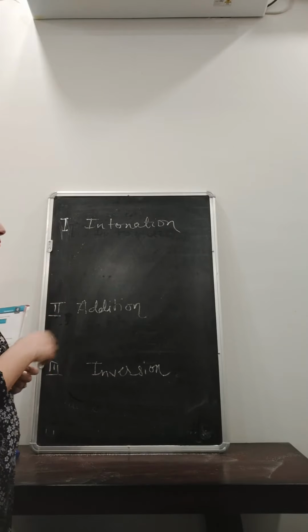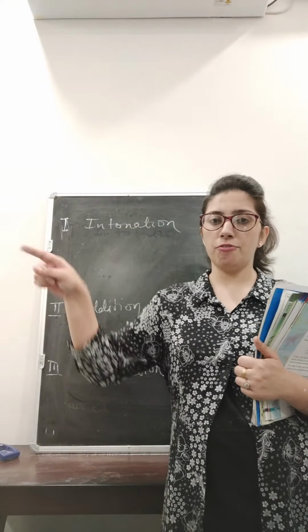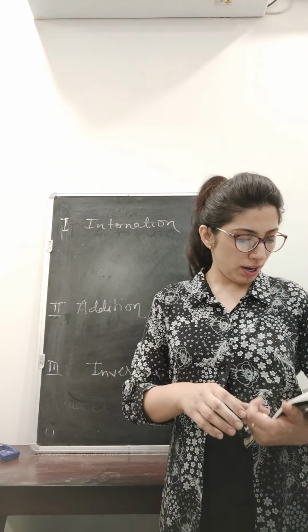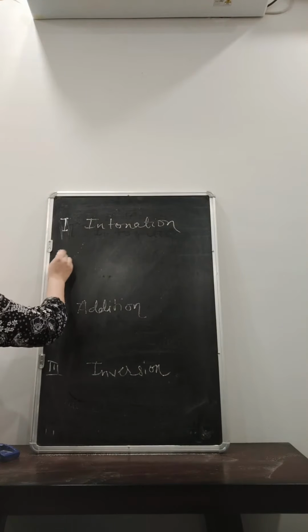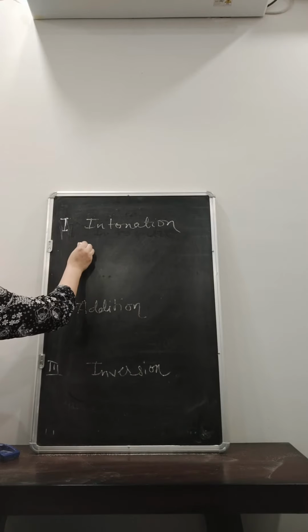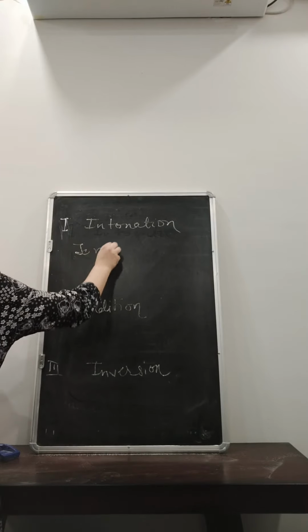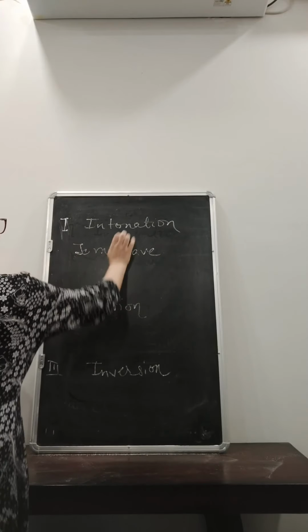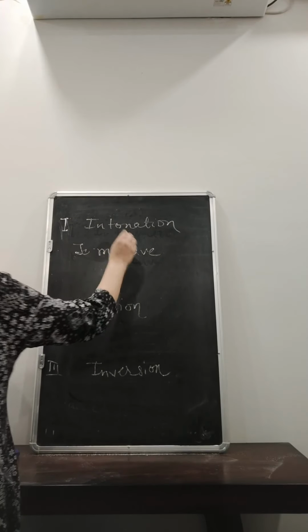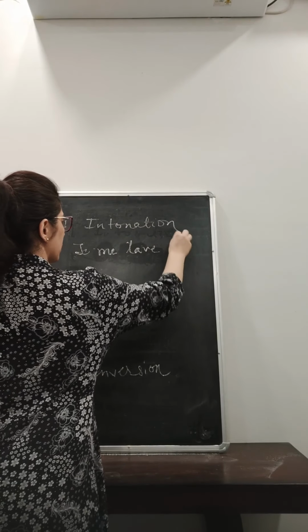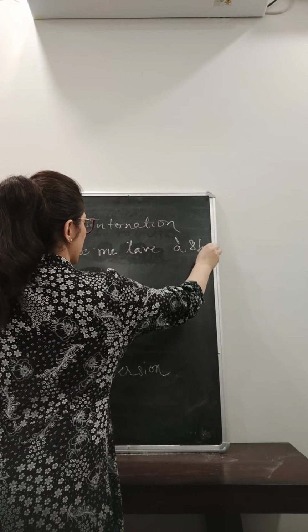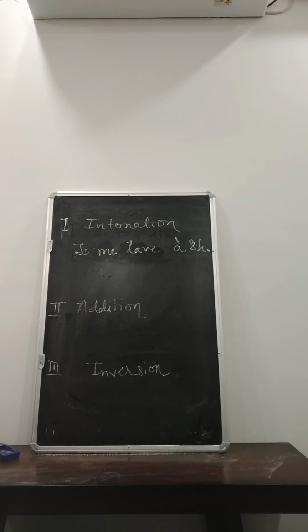Intonation is basically the voice modulation. So we are not supposed to change anything. We just have to write a question mark at the end. So I'm taking the verb se laver, which we have already done in the previous video. Se laver. So if I am saying je me lave, je me lave à 8 heures. I take bath at 8 o'clock.